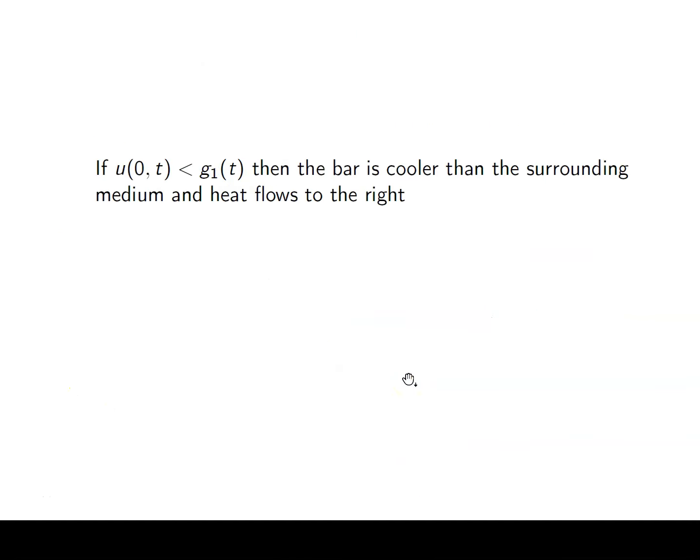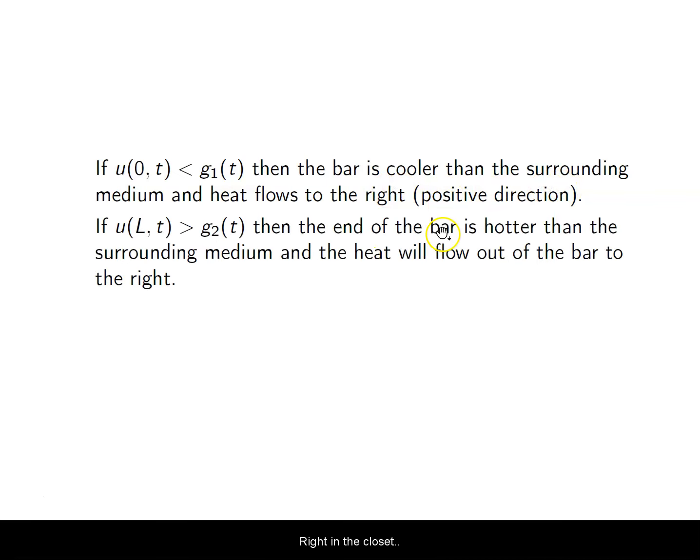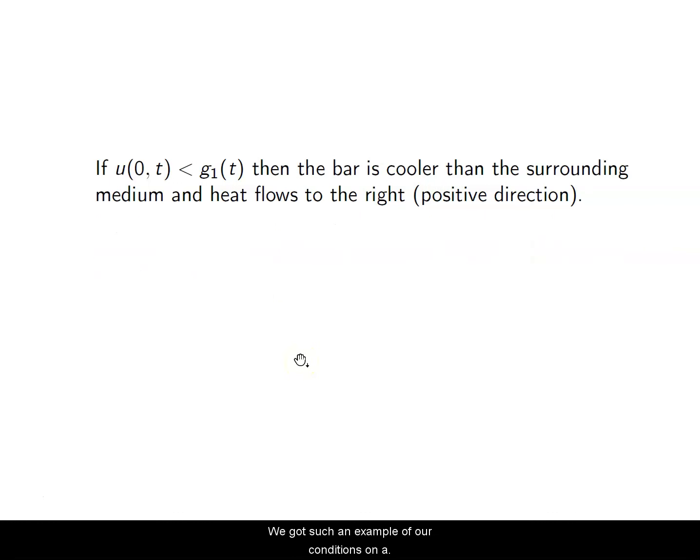Okay. Here, if it's cooler than the medium, then the bar is cooler than the surrounding medium, and heat's going to flow to the right in the positive direction, away from the cool. If the boundary on the other end is larger than the gas surrounding it or the medium, then the end of the bar is hotter than the surrounding medium, and the heat will flow out of the bar to the right, towards the cold. Okay. And there we go. So that's an example of our conditions on a rod. Okay.